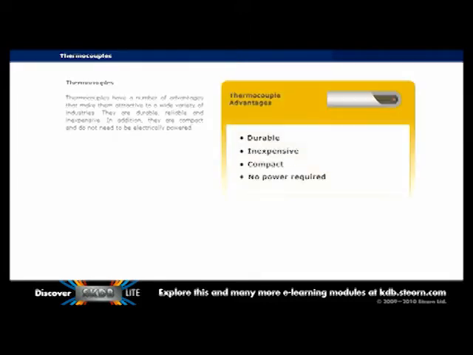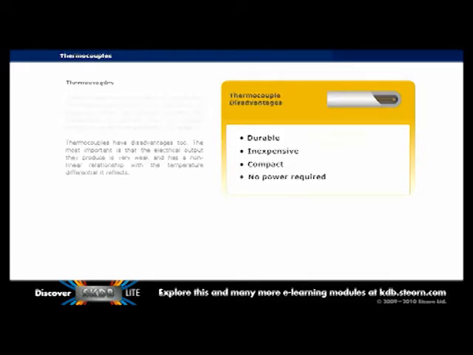Thermocouples have a number of advantages that make them attractive to a wide variety of industries. They are durable, reliable, and inexpensive. In addition, they are compact and do not need to be electrically powered. Thermocouples have disadvantages too.